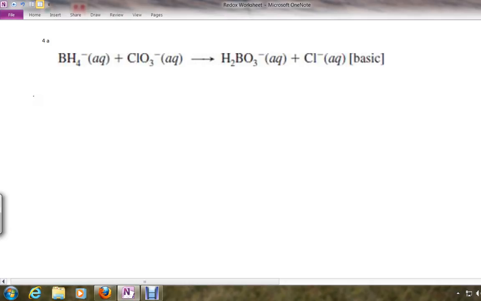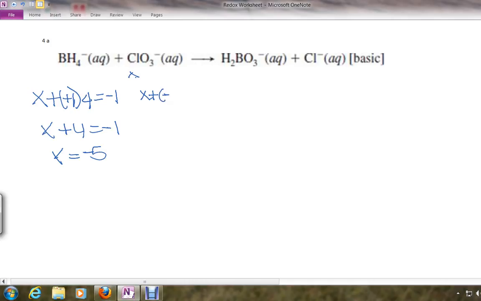What would be the boron? It's a nonmetal, so the hydrogen would be +1, and we multiply by the subscript and it equals -1. So x plus 4 equals -1. X is -5 because it's -1. Chlorine here. Chlorine would be X again. So it would be X plus -2 by 3 equals -1. X minus 6 equals -1. So X is plus 5. So that's the chlorine.